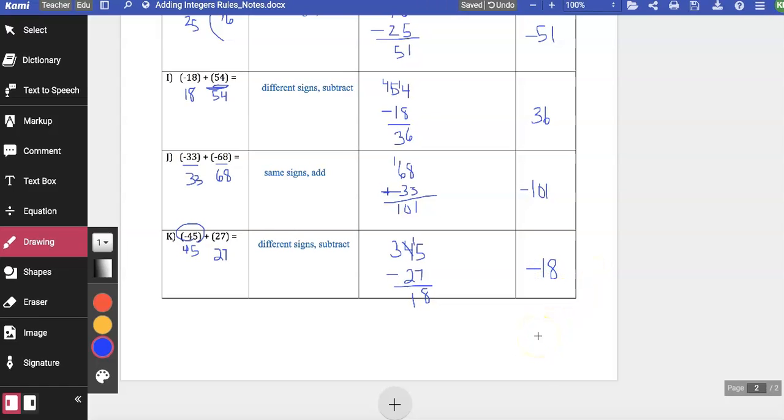I hope that this video helps you as you fill out your chart. Be sure to check your answer when you're finished. So if you make a mistake, go back and fix it, please.